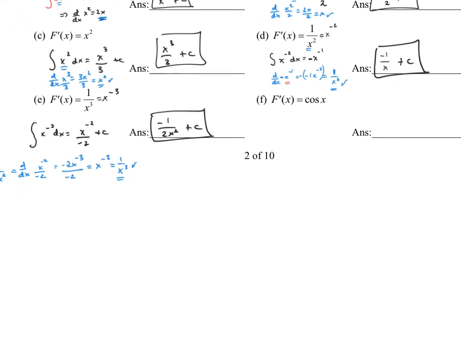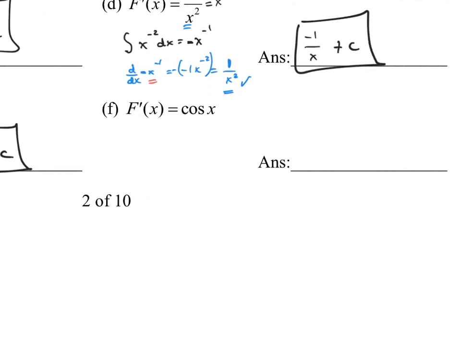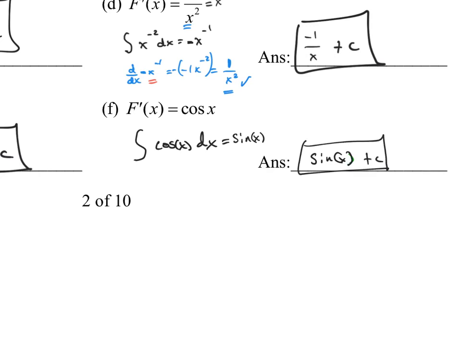Okay, let's look at f here. What do I take the derivative of to get cosine of x with respect to x? And probably a lot of you immediately or nearly immediately thought about the answer sine of x. What's the issue with that? That's only one answer. We need an infinite number of answers, so we have to add plus c here.